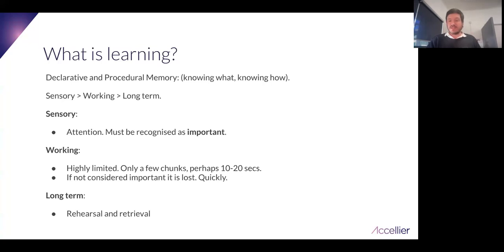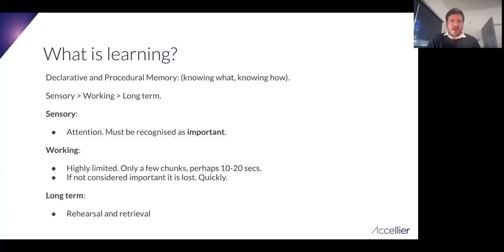And it's also got a limited duration too, perhaps around 10 to 20 seconds. So it's a very limited memory, and things very quickly fall away and they're lost. And if the sensory memory and the working memory play together, and it's not considered important, or especially if our attention is hijacked by something else, it is very, very quickly lost. So these are the limitations of the human brain that we have to work with as trainers.